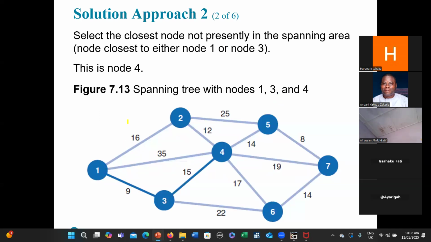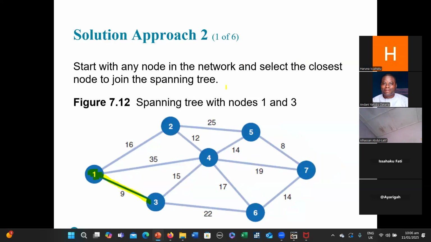So second, we now select the closest node that is not presently in the spanning area. Remember, because we connected 1 and 2, this is the spanning area. So we now have to select the closest node to the spanning area.